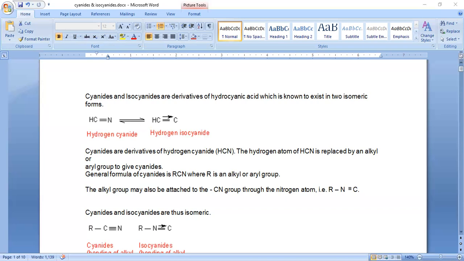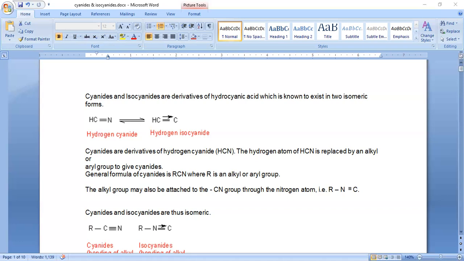Whereas in cyanides, carbon as well as nitrogen both undergo sp hybridization. So here this is one sigma bond, and these two are pi bonds. On the nitrogen atom we have one lone pair of electrons. So in isocyanide, carbon undergoes bonding in the ground state, so you can say this is the ground state electronic configuration.